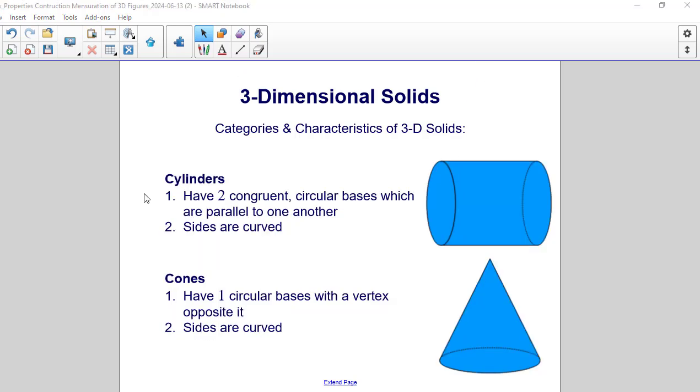Cylinders. Cylinders have two congruent circular bases which are parallel to one another. The sides are curved. Cones have one circular base with a vertex opposite it. The sides are also curved. For a cone, you'll notice here's a circular base with a curved side. This point up here is known as the vertex, which is opposite the base.